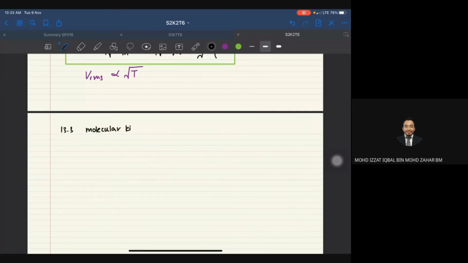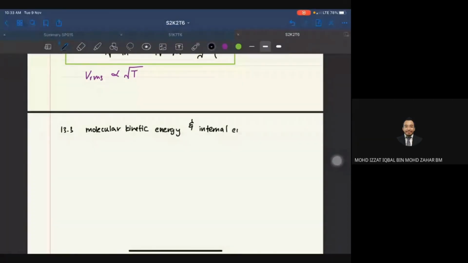Molecular kinetic theory and internal energy. Okay. So in this chapter, you have to discuss the translational kinetic energy, degrees of freedom, state the principle of equipartition of energy, discuss internal energy of a gas, and solve problems related to internal energy.